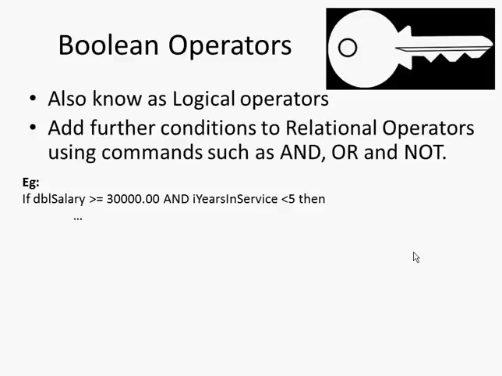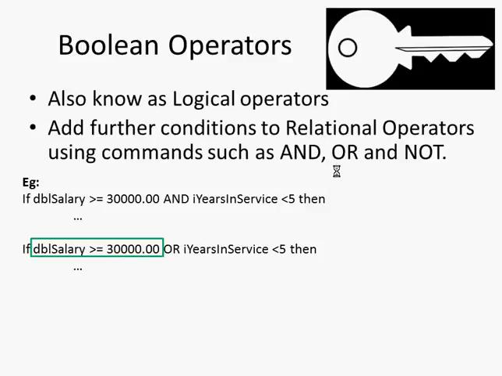Here's an example. If the variable dblSalary is greater than or equal to 30,000 and the variable iYearsInService is less than 5, then do something. So we're testing out one condition and that will return a true or false. We're testing out another condition and that will return a true or false. And then the overall test would be the result of the first comparison and the result of the second comparison taken together, and the whole line would only be true if the left hand side was true and the right hand side was true.